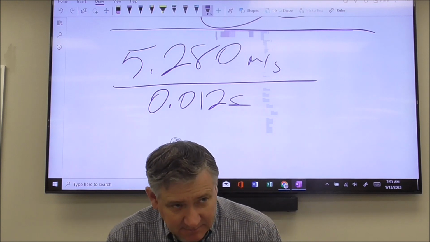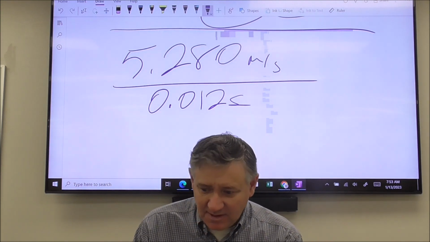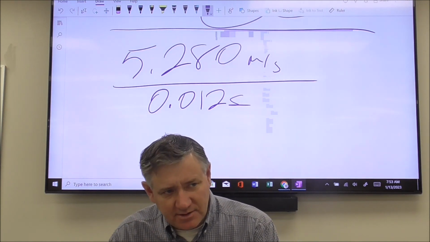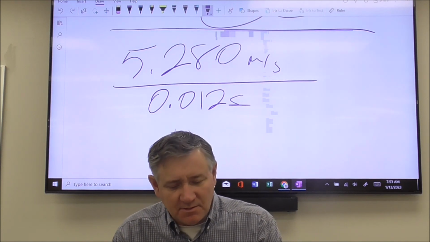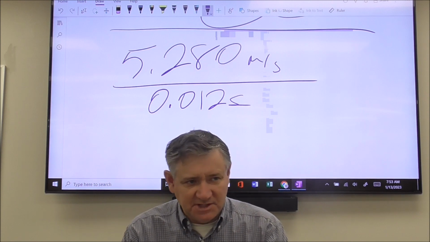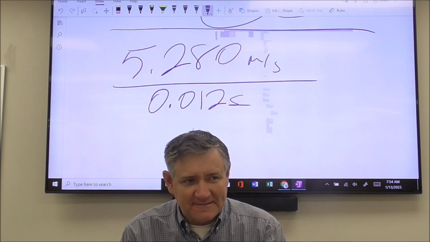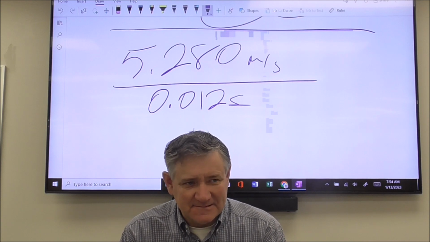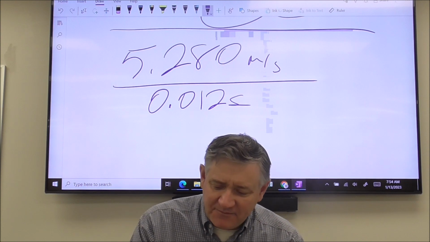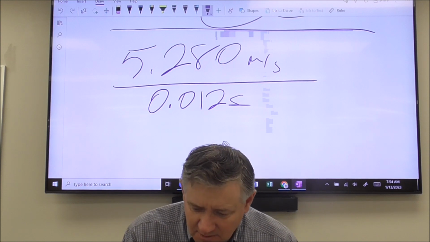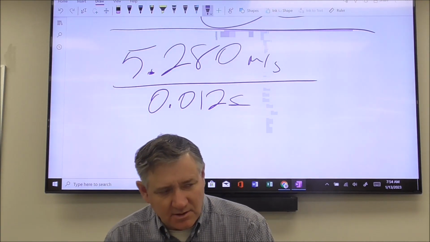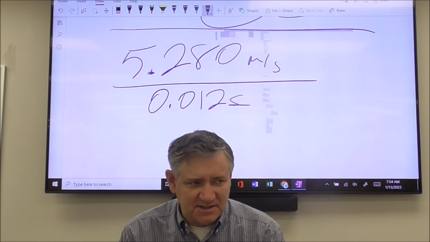So, because I'm dividing, what determines how you're going to write your answer? The number of significant digits or the least precise place value? Jack? Dividing is the number of significant digits. Fantastic. So you have 5.280 meters per second. How many significant digits are there? Tyler, how many significant digits are there?